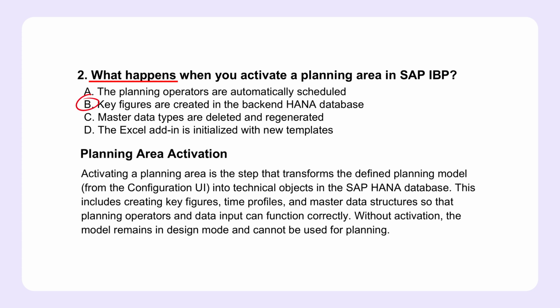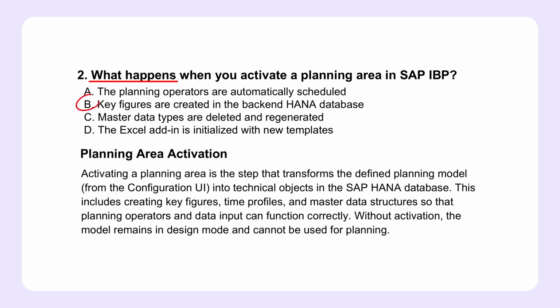And why is this HANA database so important? Think of it as a super efficient digital filing cabinet, but it's engineered for speed. This in-memory processing is what allows IBP to handle massive amounts of data and perform all those calculations super quickly, which is essential for agile and responsive planning. So activation really makes the planning area available for data entry and for execution of planning operators, as the explanation says. And without this crucial step, your design remains just a blueprint on paper. It's really the key to making your planning model operational.